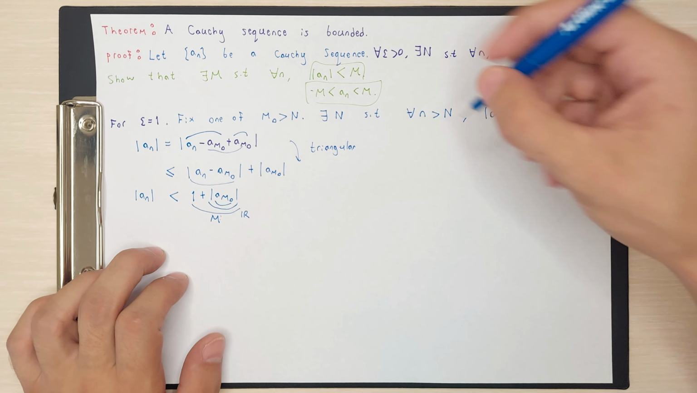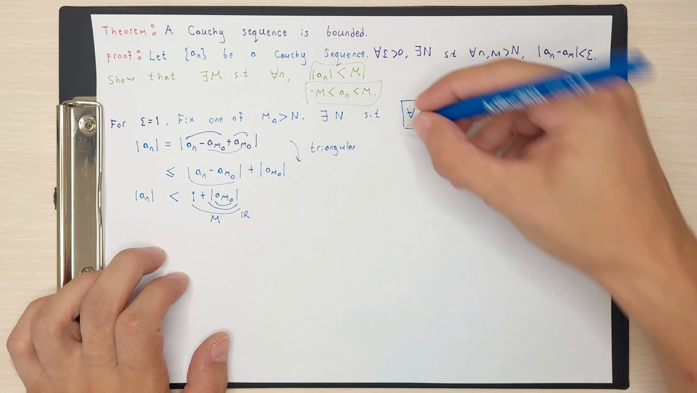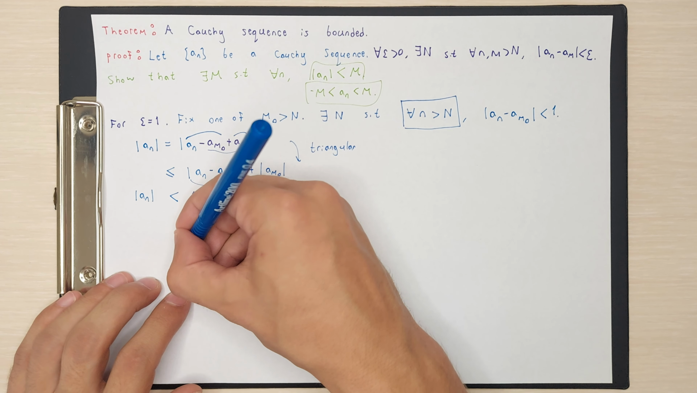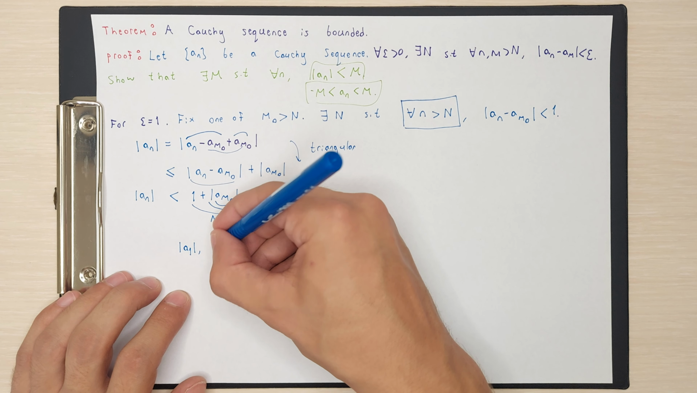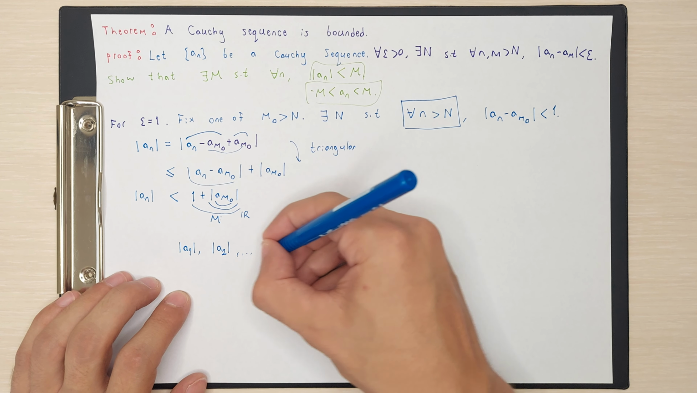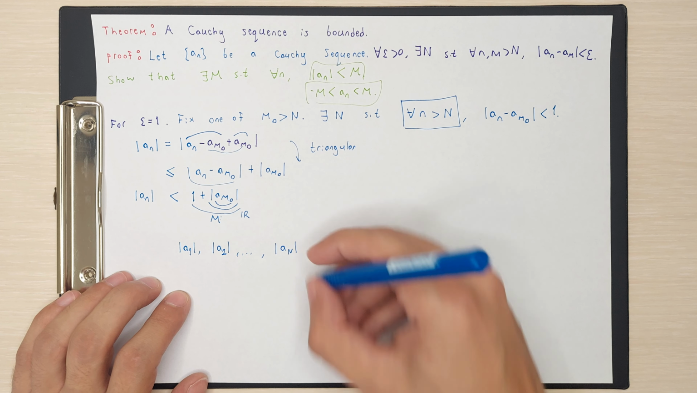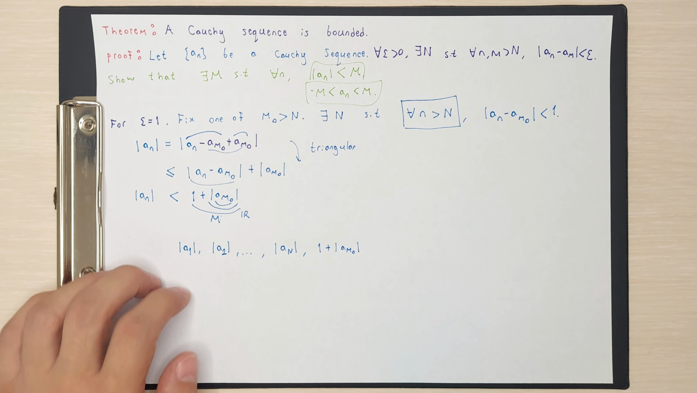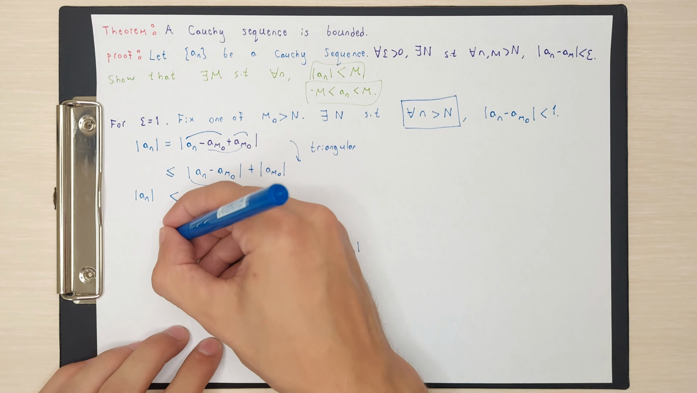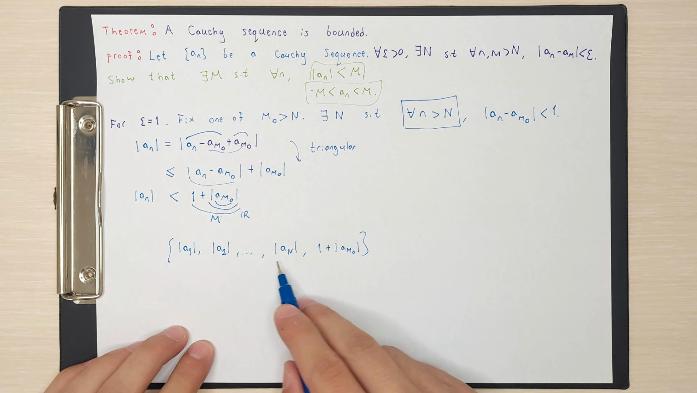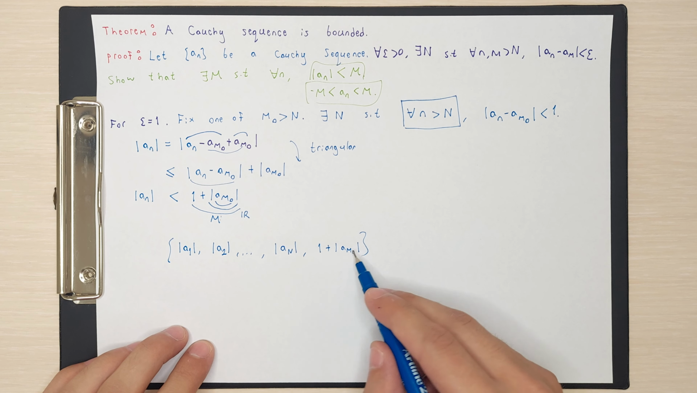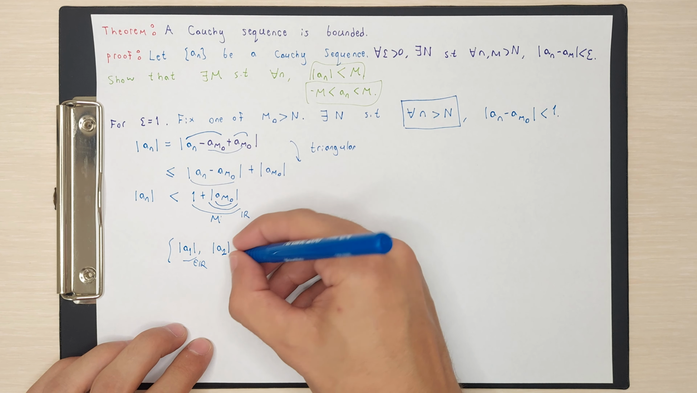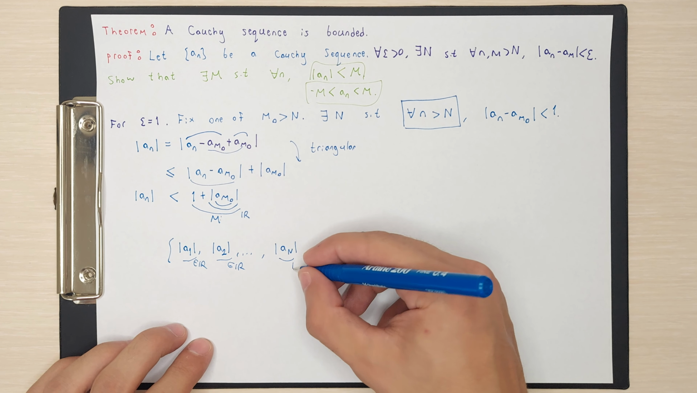But it is not enough because we proved that only for when n is greater than big N. What about your first term a_1? What about your second term a_2? What about your nth term a_n? The rest, we know that it is less than 1 plus the absolute value of a_m0. Now here is the trick. If you think that this is a set, how many elements do we have? 1, 2, up to big N, and big N plus 1. So we have finitely many numbers and all of them are just real numbers.